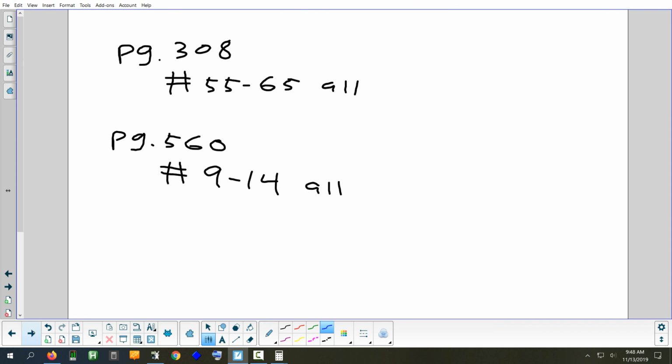Okay. So homework tonight, the first part is on 308, and that's on converting the rectangular to polar. And page 560 is on adding and subtracting complex numbers. So tomorrow we will finish everything up for the week. We've got multiplication and division left, and then a couple things in 5.3 part 1. Okay, don't forget, I will be here after school tomorrow if you need help.